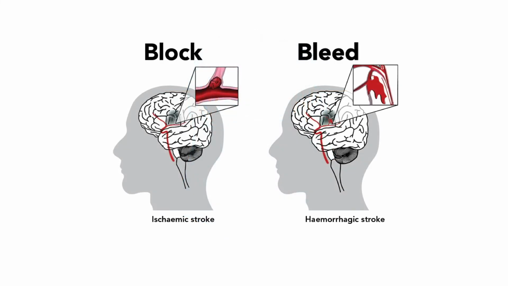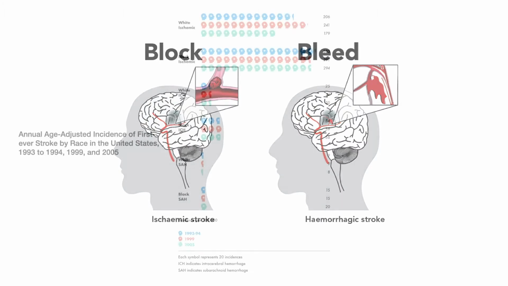arm, or leg. As I just mentioned in the last slide, stroke can be caused either by a clot obstructing the flow of blood to the brain, called an ischemic stroke, or by a blood vessel rupturing and preventing blood flow to the brain, called a hemorrhagic stroke. These are the two main types of stroke.